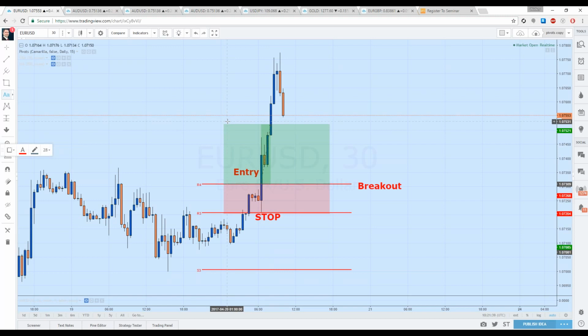One common tactic for trading these breakouts is to use a trailing stop.